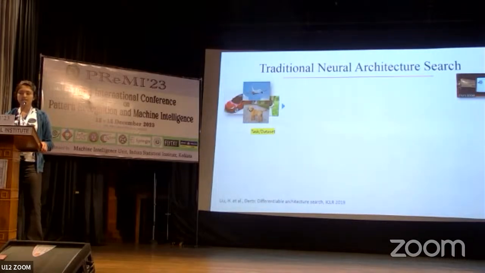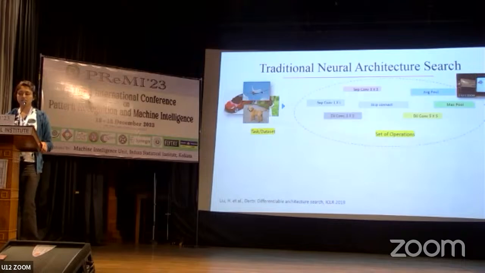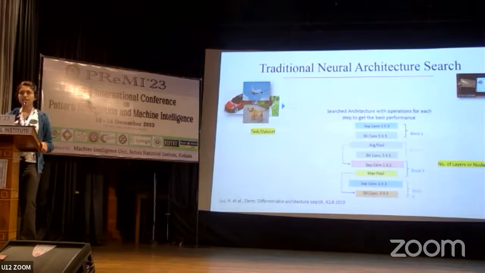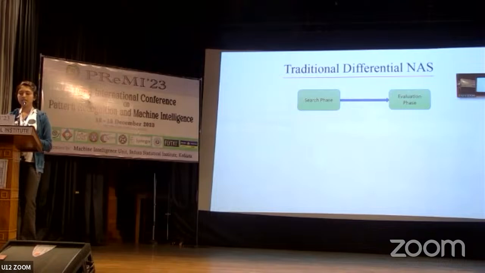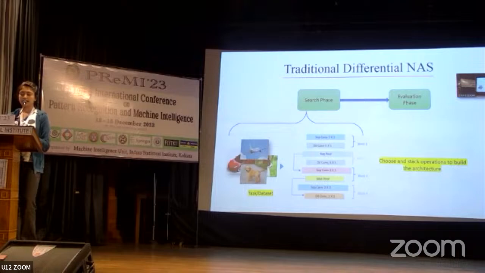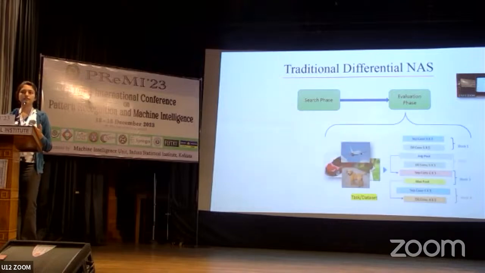Hence comes traditional neural architecture search, where given the task, a set of operations, and the number of layers or nodes, such a method arranges these operations in some configuration to get the best performance for the given task. NAS uses various techniques like reinforcement learning, evolutionary methods, and differentiable methods. I focus on differentiable NAS. Such a differentiable NAS method typically has two phases, the search and the evaluation. The search process, given a task, gets the architecture, and in the evaluation phase, the architecture is further trained or tuned to get the final model, which can be inferred on an edge device.